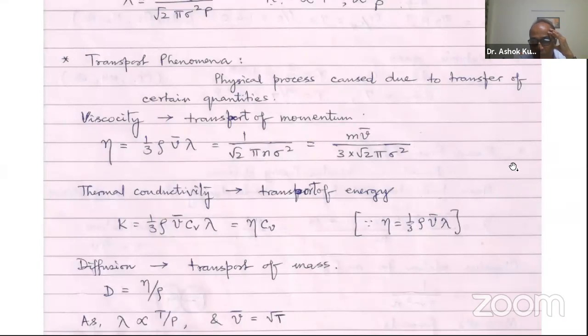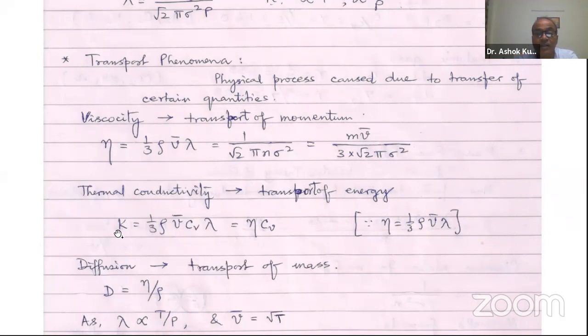The hot molecule will come on the lower side. I'm sorry. The cold molecule will come on the lower side and the hot molecule will go on the upper side. And in this transfer there will be transportation of energy, due to which the heat will be conducted.